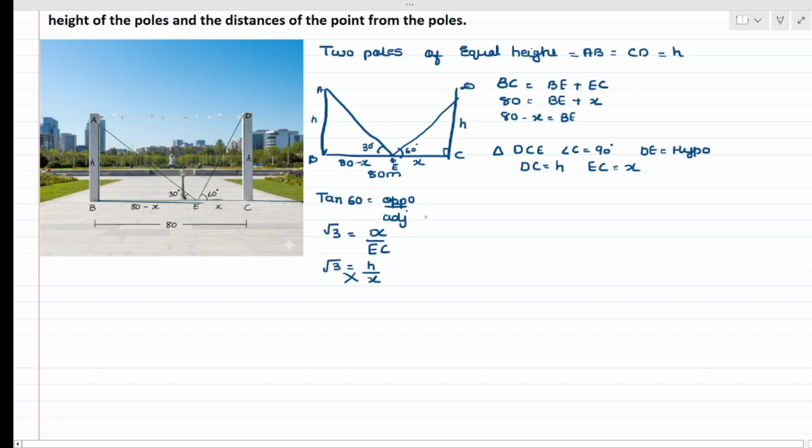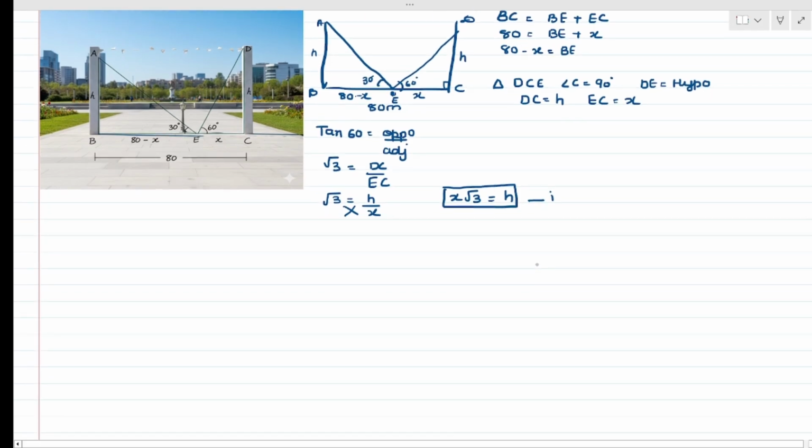Cross multiply, what will be your answer? So, you will get your answer as X under root 3 is equal to H. Keep this answer aside, you will need it afterwards, keeping it as result number 1. Now, we are going for the next triangle, which is triangle ABE.